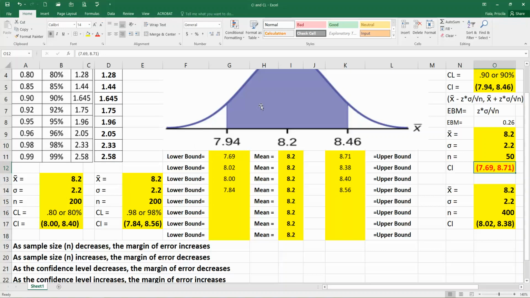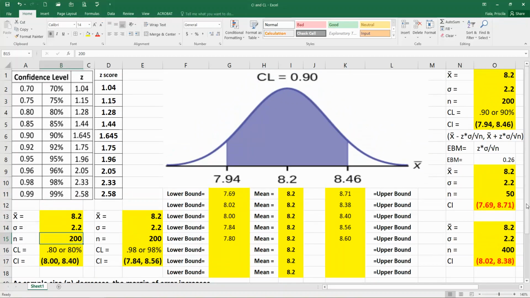Okay, so which one will be my best? Well, my best is right here. This is my best because I kept the same confidence level. So in case of problems 10 and 12, I kept the same confidence level and I increased my sample size. Look at how much closer it got to the mean. So this would explain questions 10 and 12. It's a little more clear for problems 10 and 12.